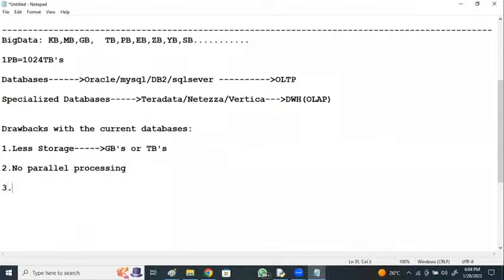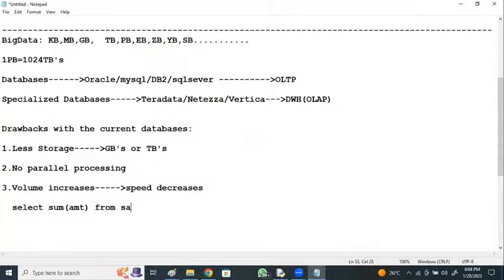And if volume increases, speed decreases. If volume increases, speed decreases. For example, to justify this: select sum of amount, total amount from sales one. Sales one is the table, and it consists of 10 records. Assume it has only 10 records.